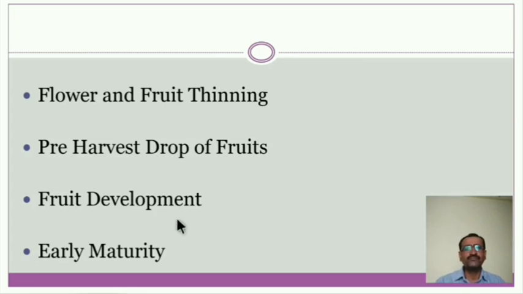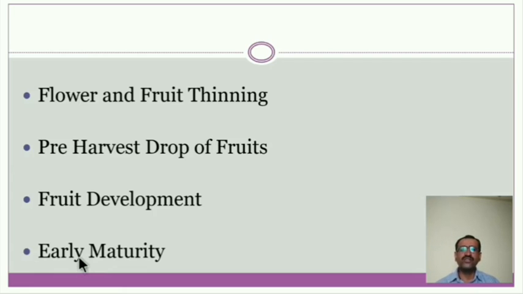Next one is fruit development. Here we can also induce fruit development in different plants with the help of growth regulators, like application of 50 to 100 ppm of gibberellic acid, and it enhances fruit development in grapes. Okay, and it also increases the size of the berries in the grape. Okay, next one is early maturity.